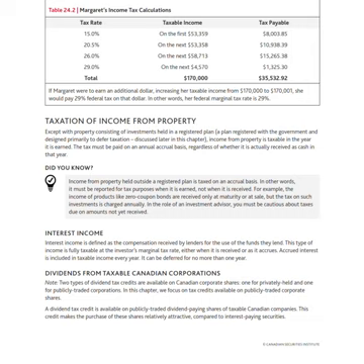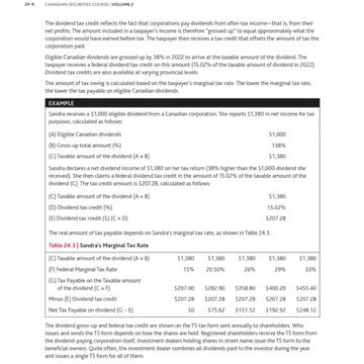Dividends from taxable Canadian corporations. Note, two types of dividend tax credits are available on Canadian corporate shares, one for privately held and one for publicly traded corporations. In this chapter, we focus on tax credits available on publicly traded corporate shares. A dividend tax credit is available on publicly traded dividend-paying shares of taxable Canadian companies. This credit makes the purchase of these shares relatively attractive compared to interest-paying securities. The dividend tax credit reflects the fact that corporations pay dividends from after-tax income, that is, from their net profits.